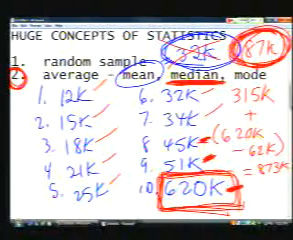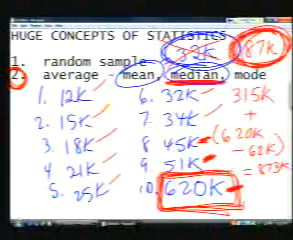But anyway, the median is the middle score. That's the middle one. So you order the scores from either low to high or high to low. And fortunately, I have them all ordered. I have 12,000, 15,000, 18,000, 21,000, 25,000, 32,000, 34,000, 45,000, 51,000, 620,000.